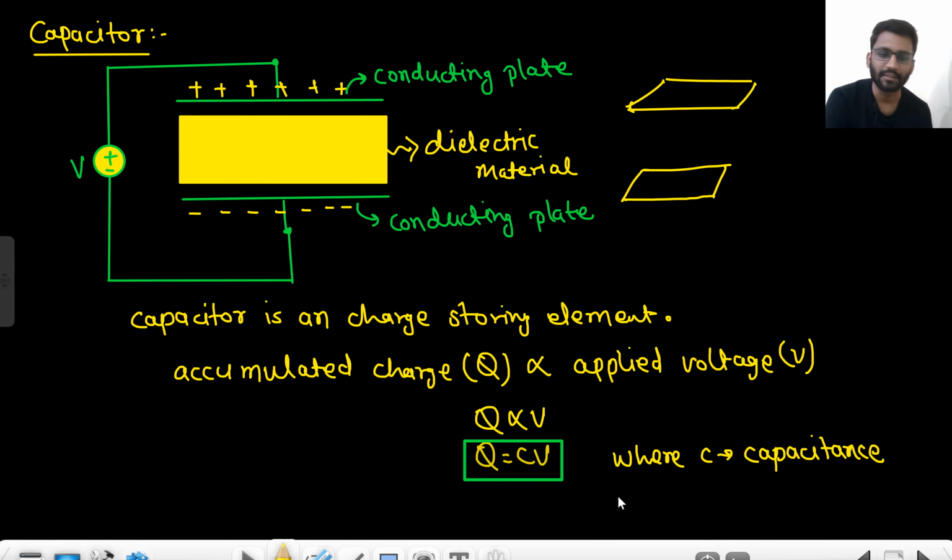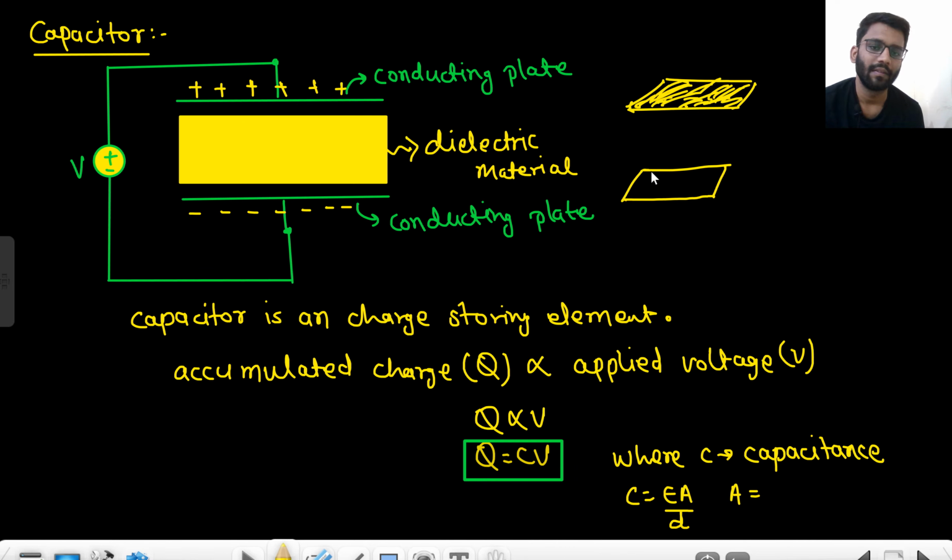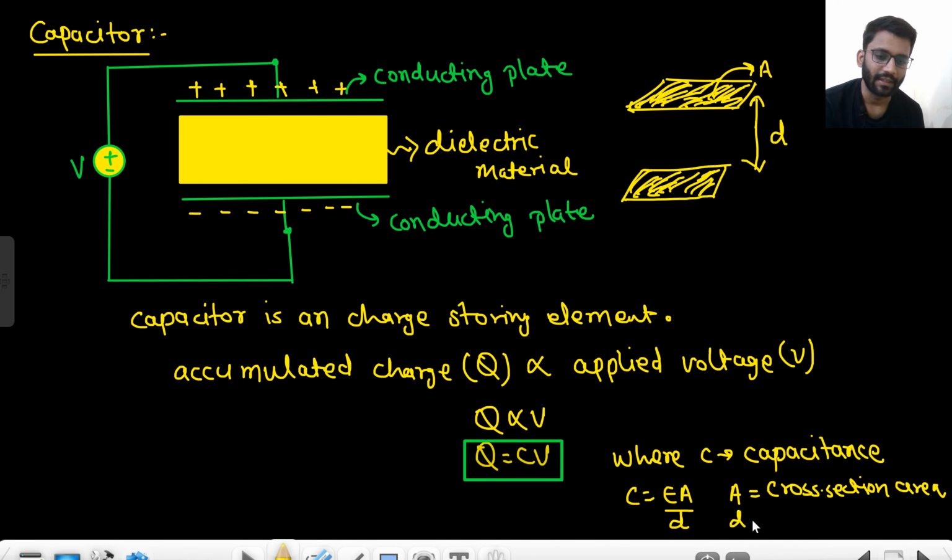So C is a capacitance. And what is the expression of C? C is epsilon A by D. What is A? A is this area. This area is known as A. This is area A. And what is D? Distance between two plates. A is the cross sectional area and D is the distance between two plates.